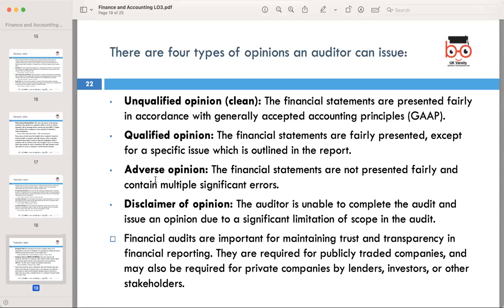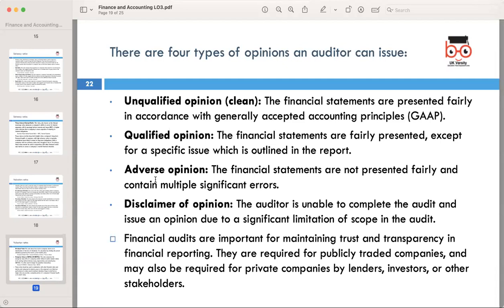Next, a qualified opinion is given when the financial statements are fairly presented, except for a specific issue outlined in the auditor's report. The issue could be a deviation from GAAP, a limitation in the audit scope, or a lack of sufficient evidence for a particular item. Then an adverse opinion: the financial statements are not presented fairly and contain multiple significant errors.